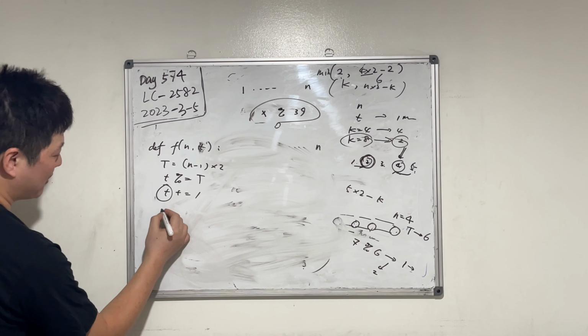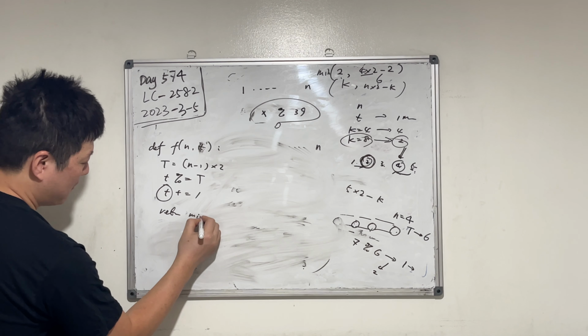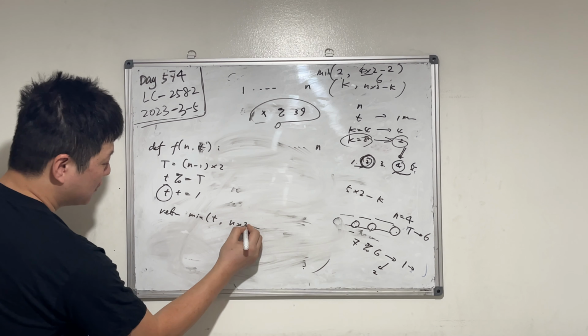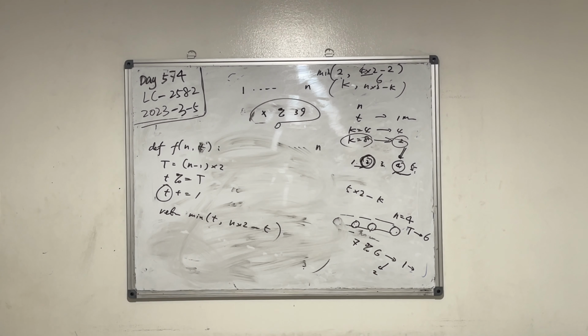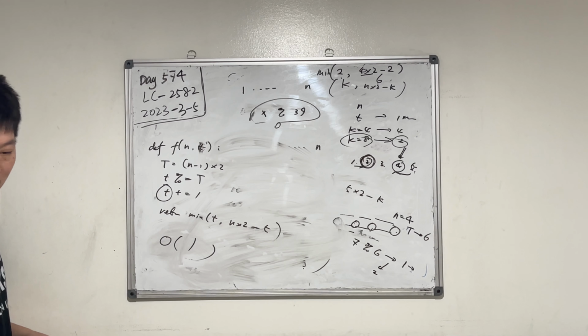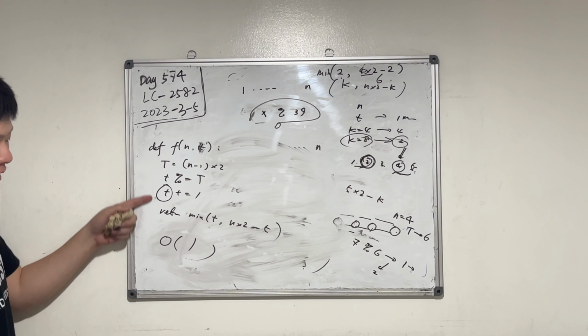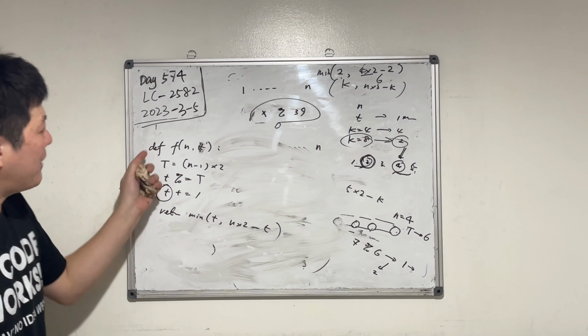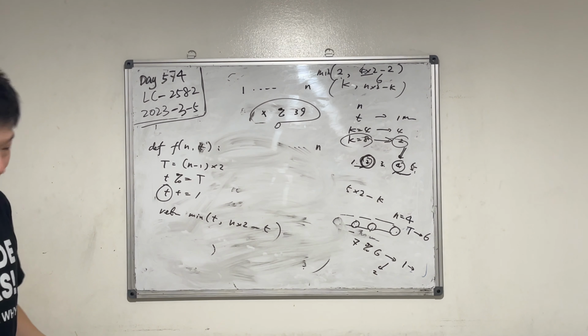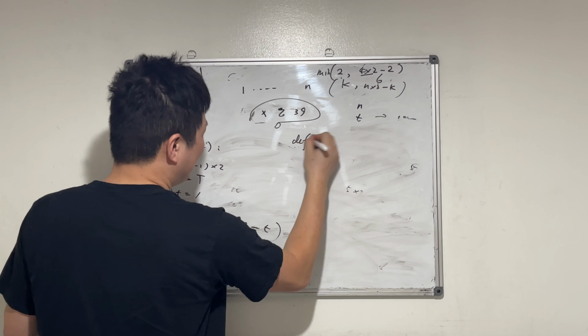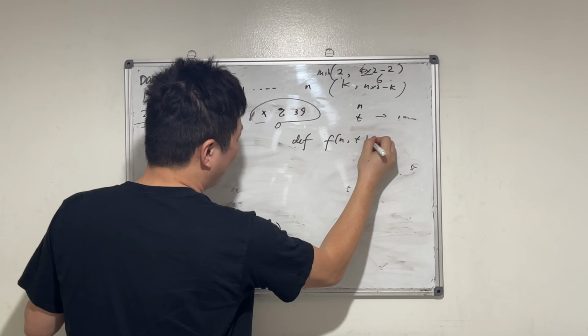And then we just return the minimum of t and n times 2 minus t, right? Let's say, what's the time complexity? O(1). Okay, what's the space complexity? Do we use any additional space? O(1), yes. For arbitrary n and t, we can just calculate it almost immediately, right? The other way to solve it is if n and t are smaller.